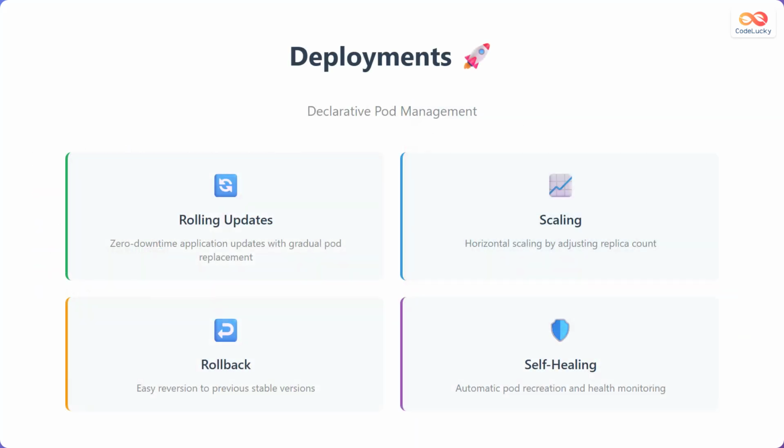Deployments in Kubernetes allow declarative updates and management of pods and replica sets. They enable rolling updates, which means updating pods without downtime by gradually replacing them. Scaling can be done by specifying the number of replicas. Deployments also support easy rollback to previous versions and automatic self-healing by recreating failed pods.